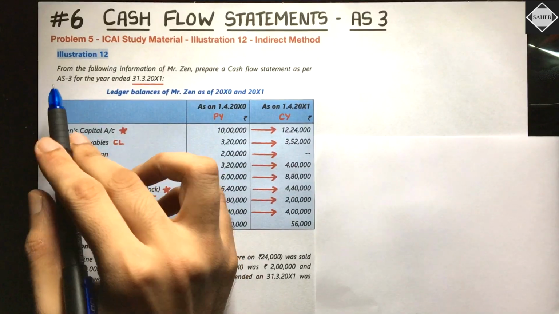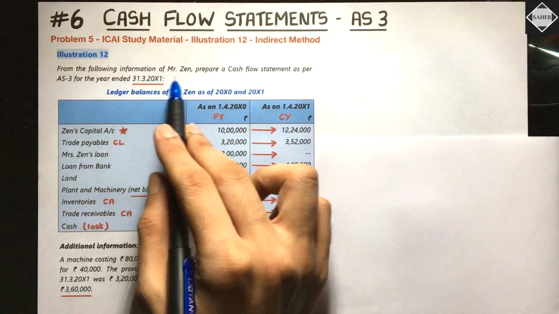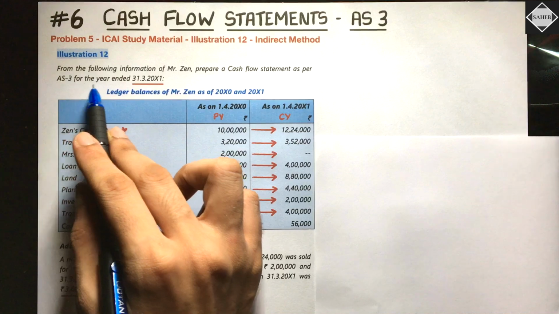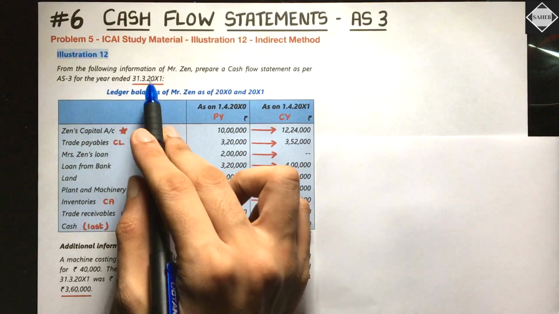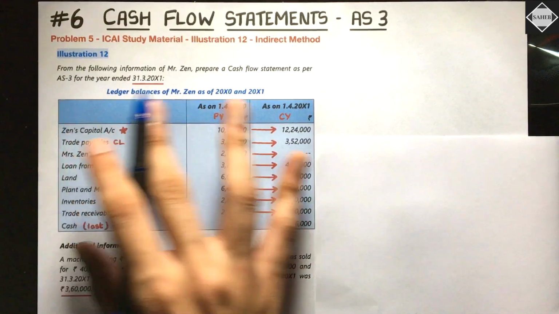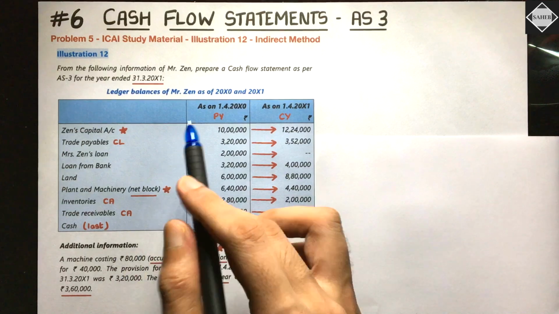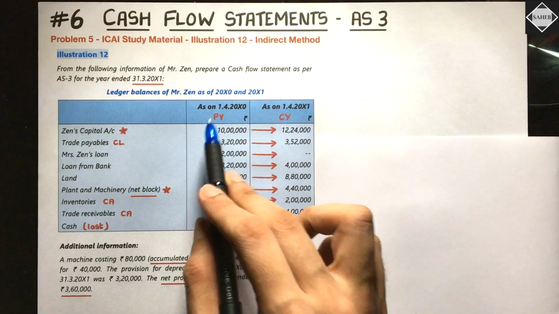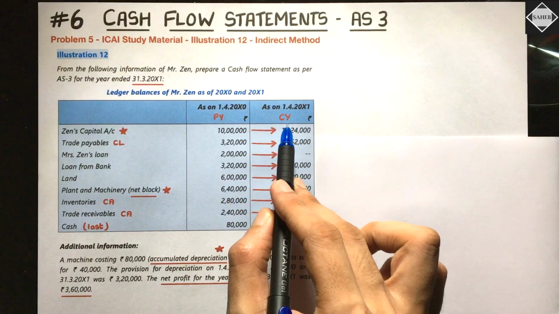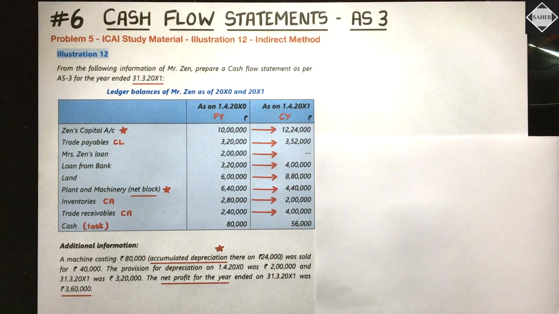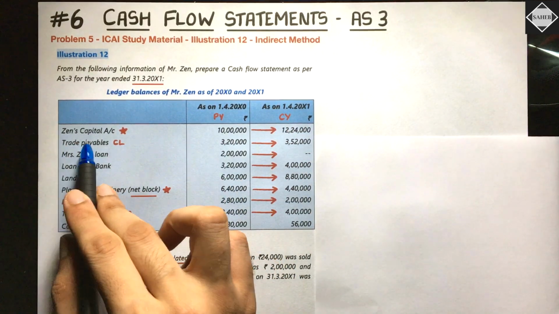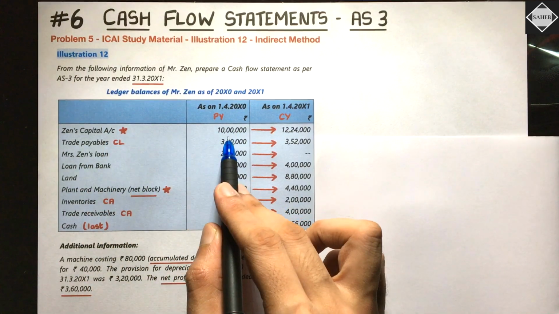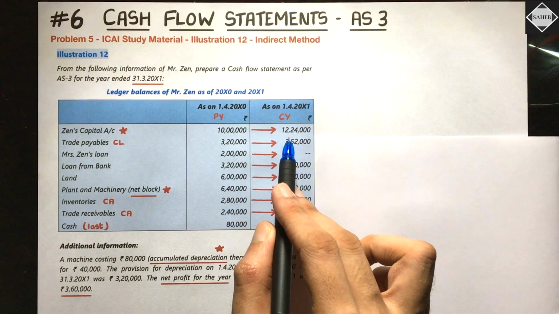Now see here, from the following information of Mr. Zen, prepare a cash flow statement as per AS 3 for the year ended 31st March 2021. So here we have been given the ledger balances of Mr. Zen, as you can see over here, of 2020 and 2021. Previous year, current year, opening balance, closing balance. You all know that, right? So first we have Zen's capital account. Capital account balance is given 10 lakh opening balance and closing balance is 12 lakh 24.